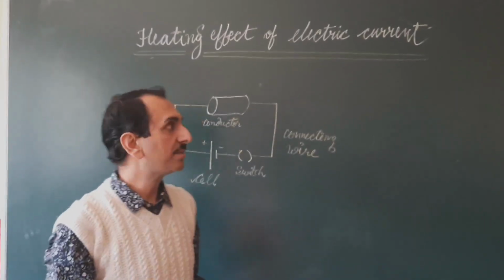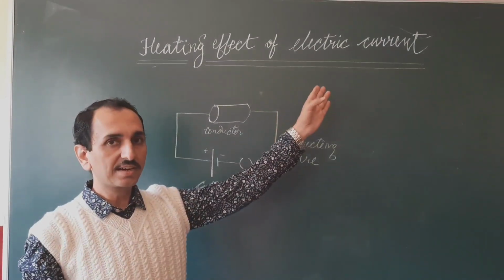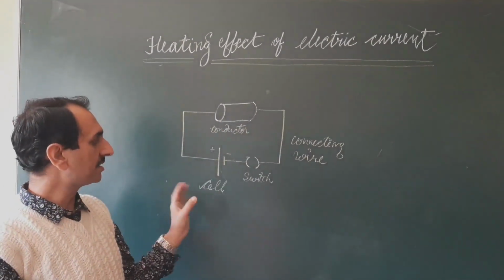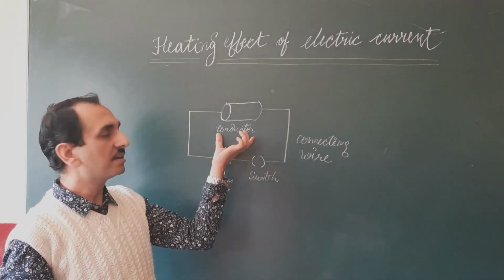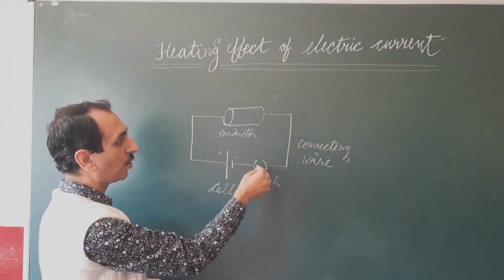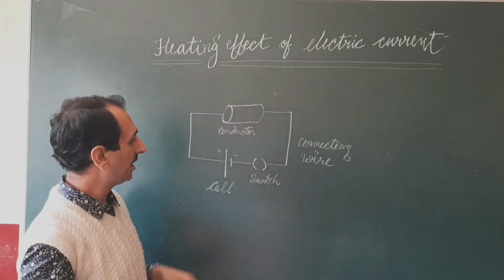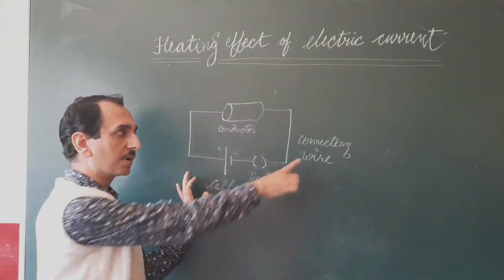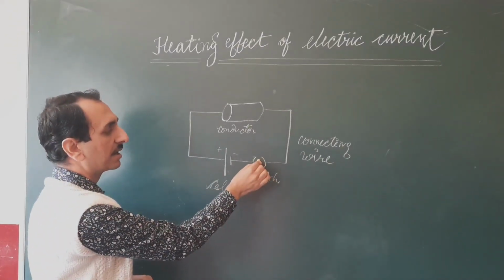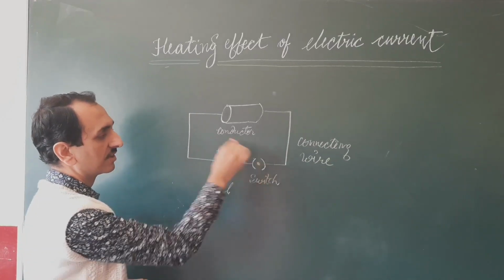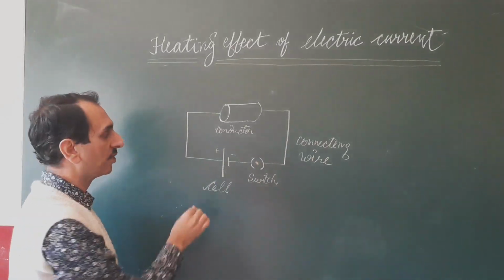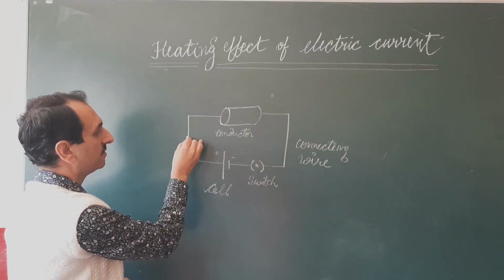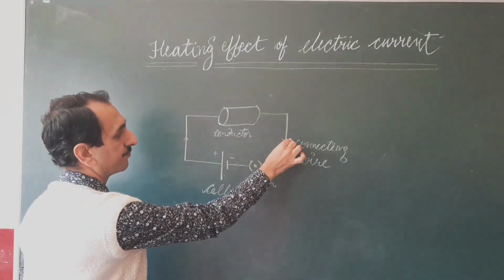Today we will discuss the heating effect of electric current. Suppose this is the circuit: cell, switch and conductor. We have joined all these electrical components with the help of connecting wires. When we switch on the circuit, what will happen? Current starts flowing from the positive to the negative terminal.